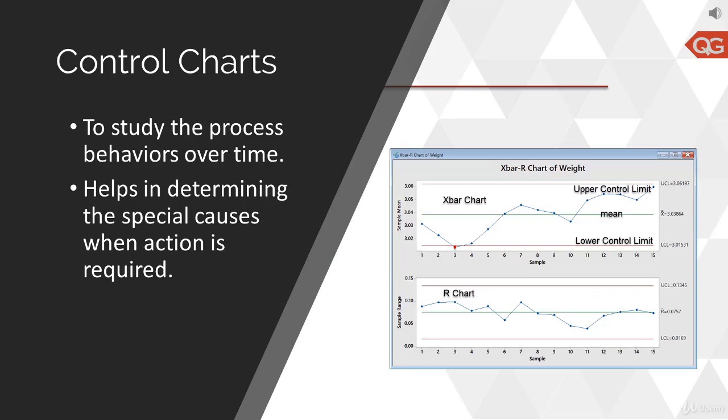This is an example of an X bar R chart where you plot two charts side by side. X bar is the mean chart, R is the range. We did study about mean and range when we looked at basic statistics very early in this course. So based on that only this chart is drawn. We are not going into the details of how to draw that, how to calculate the upper and lower control limits. All these things will be discussed in the green belt course.